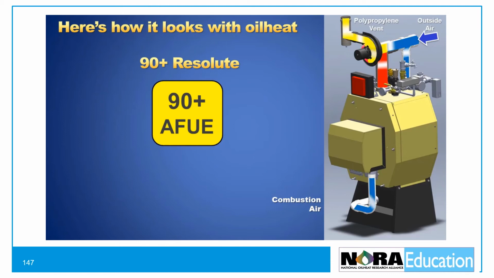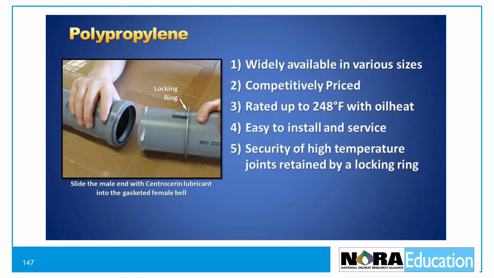Polypropylene is the vent material of choice for safety, affordability, reliability, and ease of installation. Polypropylene is widely available in various sizes. It's competitively priced and is rated up to 248 degrees Fahrenheit with oil heat. It has the security of high temperature solid joints retained by a locking ring for safety as well.